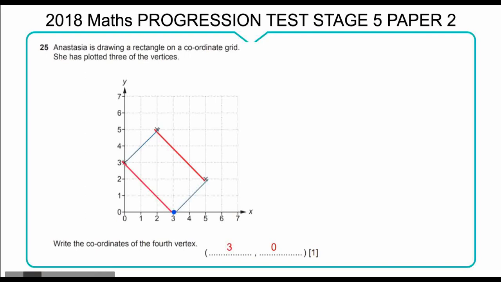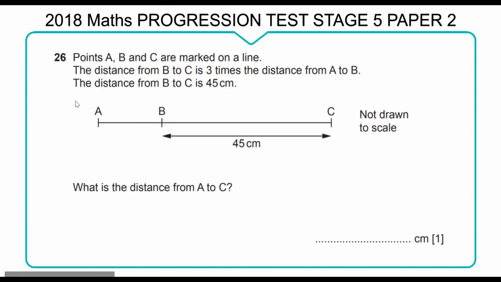Next, 26. Points A, B, C are marked on a line. The distance from B to C is 3 times the distance from A to B. The distance from B to C is 45. What is the distance from A to C?